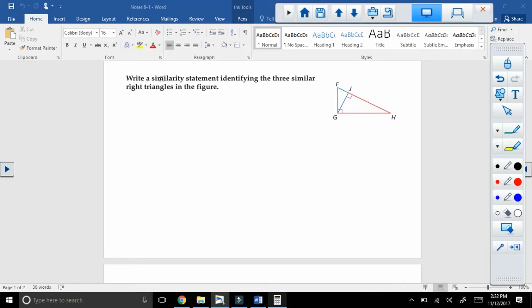Here, the directions say they want me to write a similarity statement identifying all 3 similar right triangles in the figure. And there actually are 3 triangles here. Sometimes kids just see 2. There's this one here in blue, there's this one here in red, and then there's the entire big right triangle. So before I do that, I would strongly encourage you, especially if you have a hard time visualizing this, to draw these 3 triangles out separately, but draw them to where they look like they're all rotated and reflected the same way.